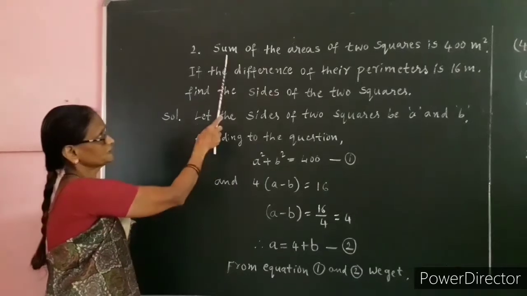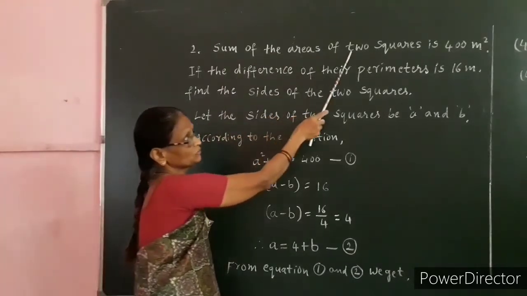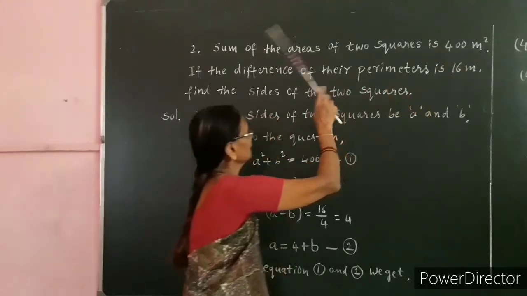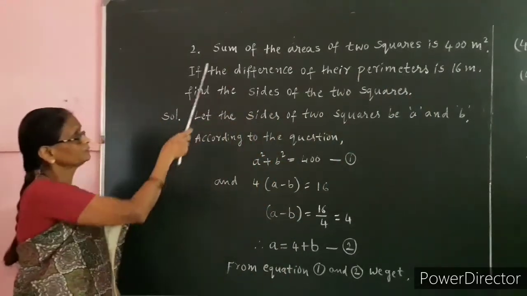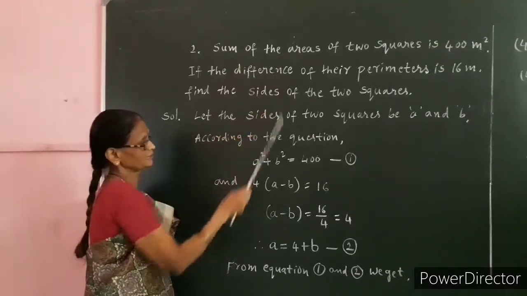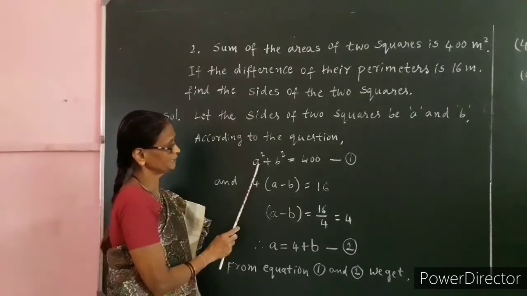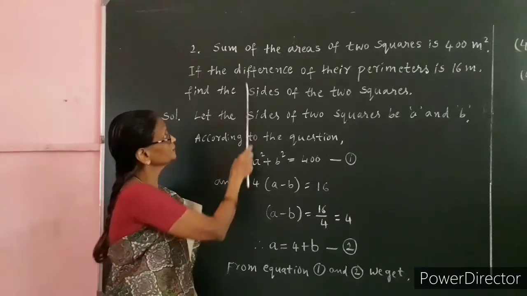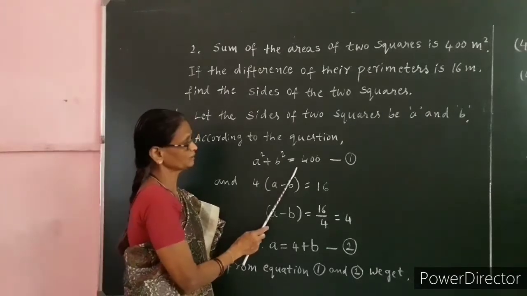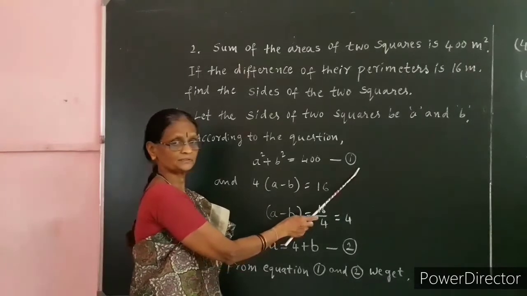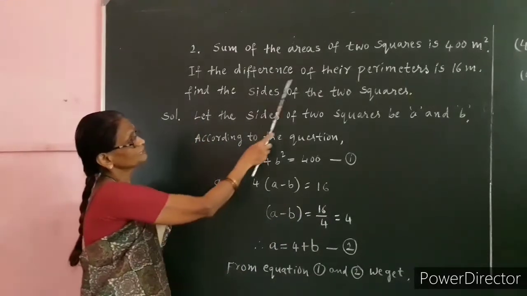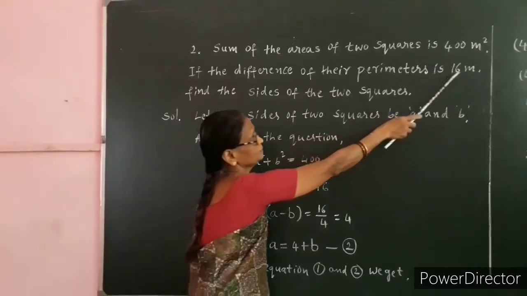Now according to the question, the sum of the areas of the 2 squares is 400 meter square. How do we write this statement in mathematical form? We'll see now. The area of a square is side into side, so it becomes a square. The sum is plus, then the area of one more square is b square, equal to 400. This is equation 1.